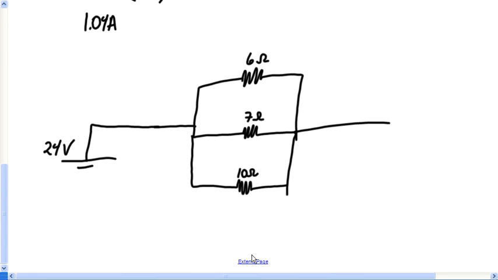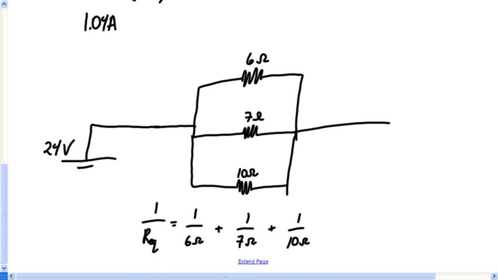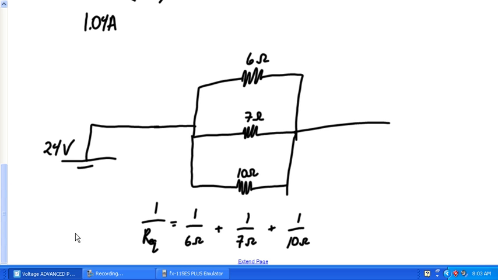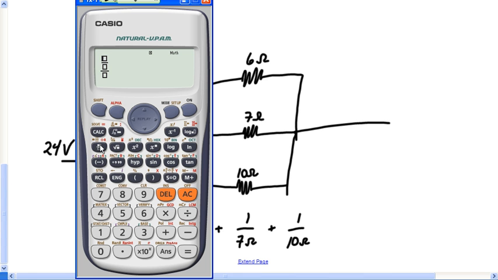Well, how about this? Step number 1, let's not even use a brain. Let's just go straight to this: 1 over Req would equal 1 over 6 plus 1 over 7 plus 1 over 10. And I'm going to do this in a calculator, because I want you to watch how this goes. So, clear. 1 over 6 plus, don't you love a Casio FX 115? So incredibly awesome. Plus 1 over 10. That equals 43 over 105.